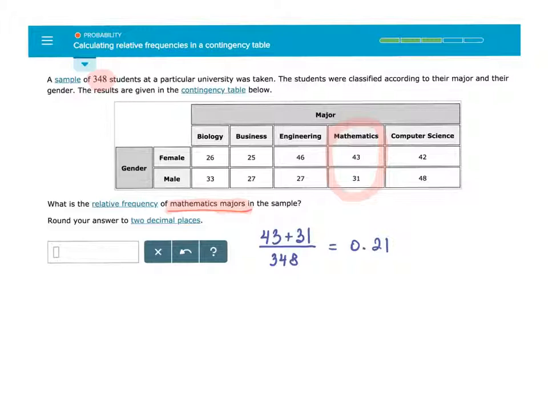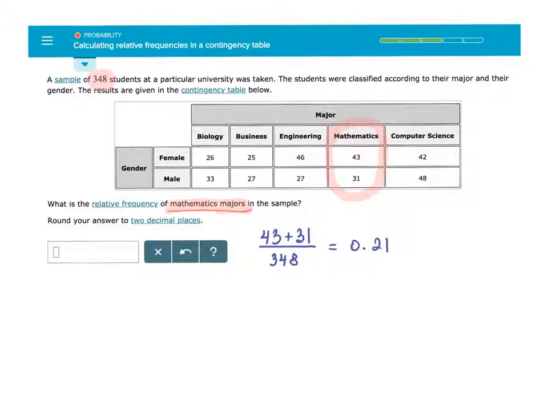Here's our last example. A sample of 348 students at a particular university was taken. The students were classified according to their major and their gender. The results are given in the contingency table below. We have 2 variables, gender, male or female, and major. There are 5 majors listed. What is the relative frequency of mathematics majors in the sample?